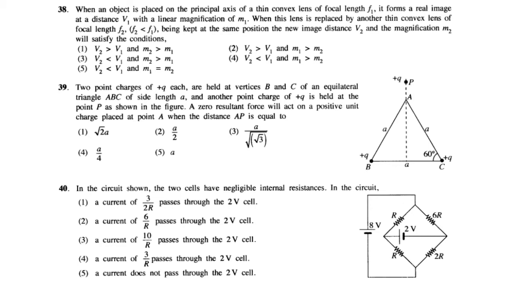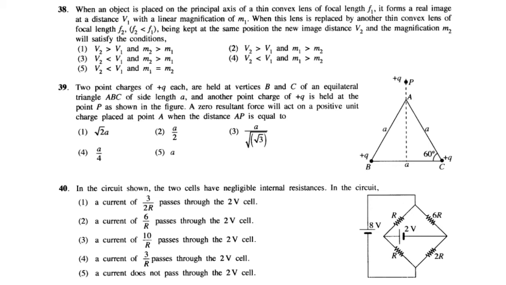For the linear magnification, you can write the expression m equal v over u. For the first lens, m1 equal v1 over u. Second one, m2 equal v2 over u. u is common, same. So m1 equal v1 over u, m2 equal v2 over u. Now to find the answer, we want to know which image distance is more, either v1 or v2. So to find the image distance, you can draw ray diagrams to both the lenses.